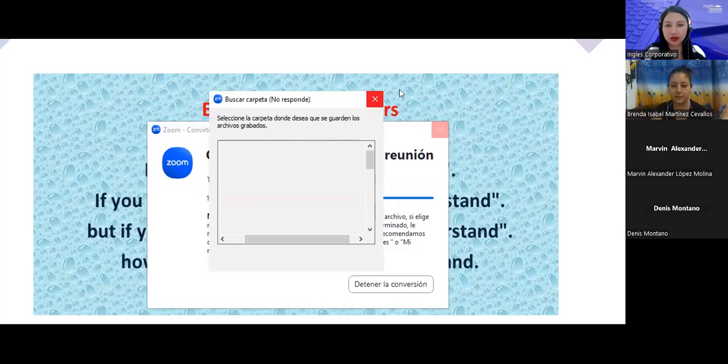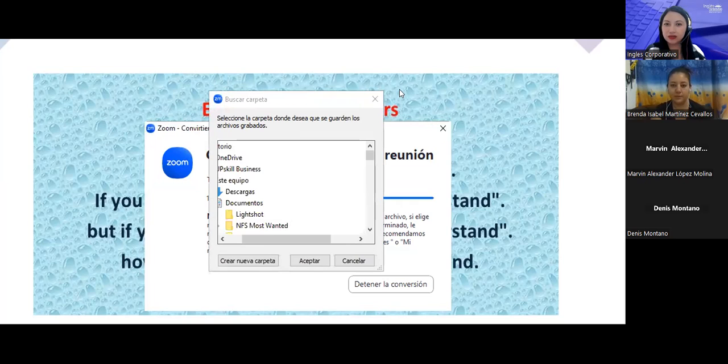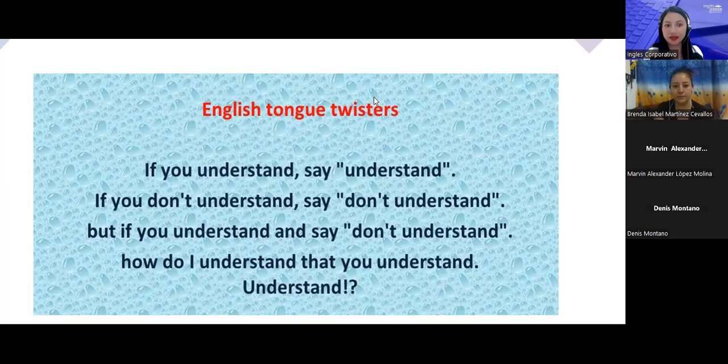Hemos aprendido incluso a resaltar esos sonidos finales. ¿A dónde? En los verbos en pasado, para que vean la importancia de dar el realce. Correcto. Great job. Stand. Miren la D. D. Understand. Okay, interesting. ¿Quién más?